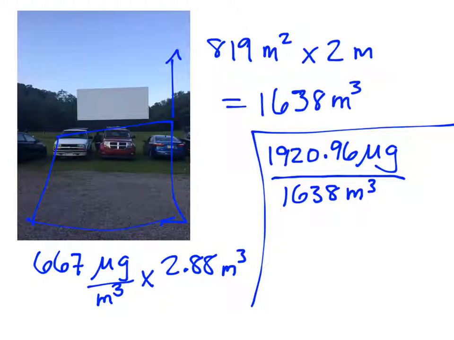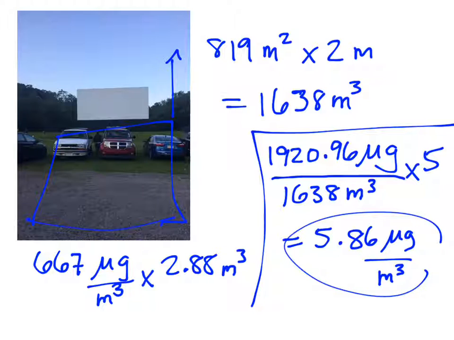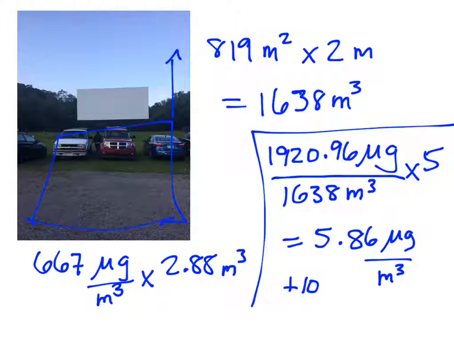Now that was for one cigarette, and I estimated there were about 5 going at any given point in time, so I multiplied this by 5. This gave me a level of 5.86 micrograms per cubic meter. Then I combined that with the Luzerne County concentration, which was 10.3, and that gives a level of about 16 micrograms per meter cubed.